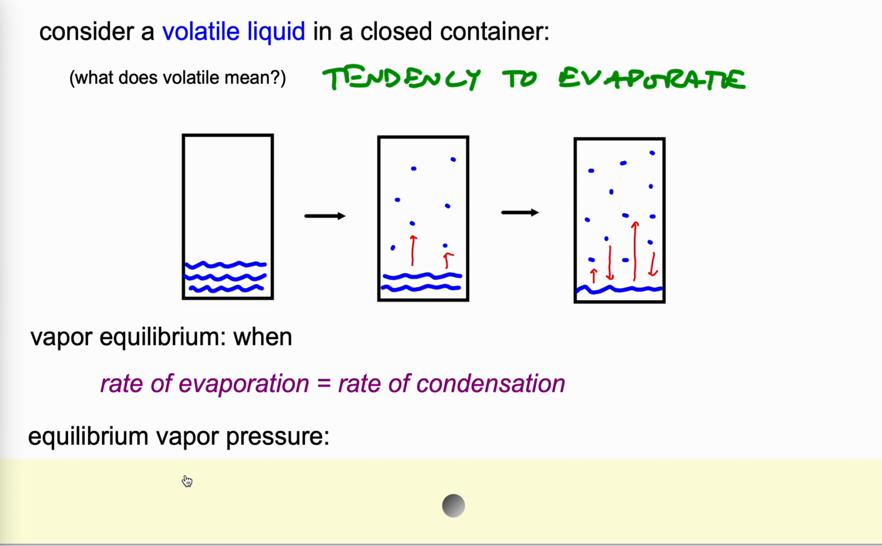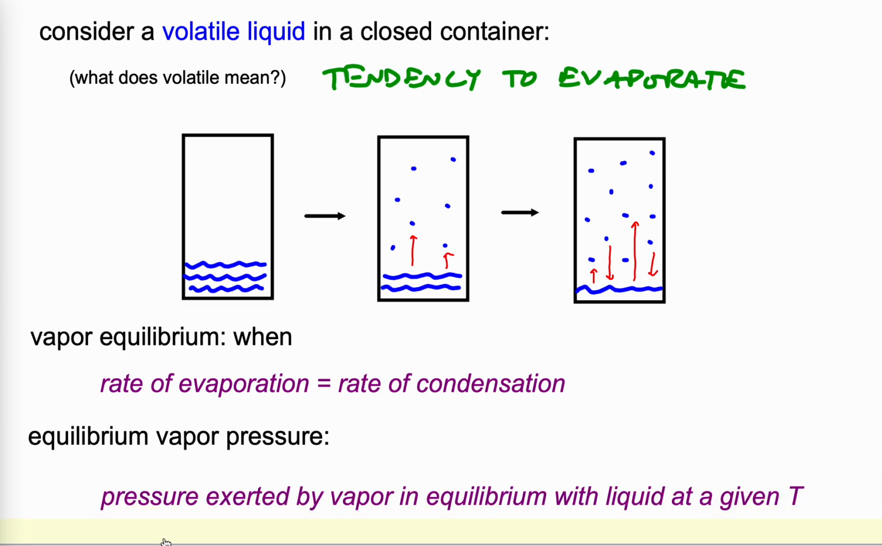The equilibrium vapor pressure is defined as the pressure exerted by the vapor in equilibrium with the liquid at a given temperature. So if I were to actually measure the pressure exerted by the gas particles up here when it's at equilibrium, that pressure would be the equilibrium vapor pressure.